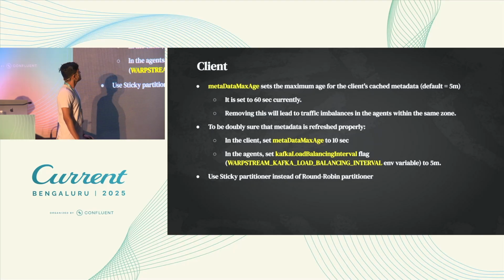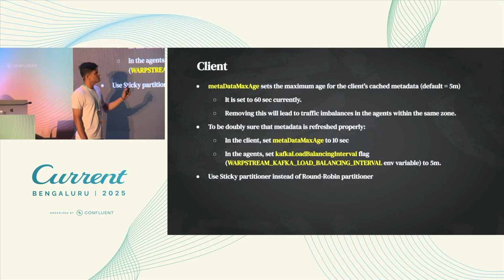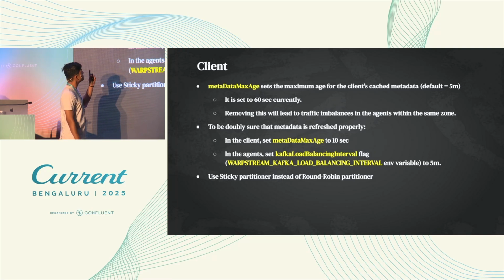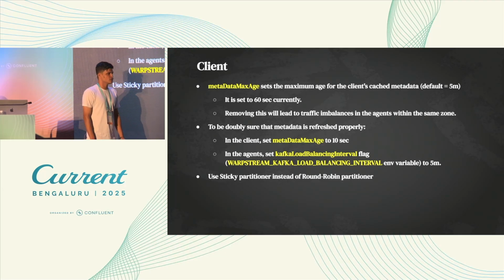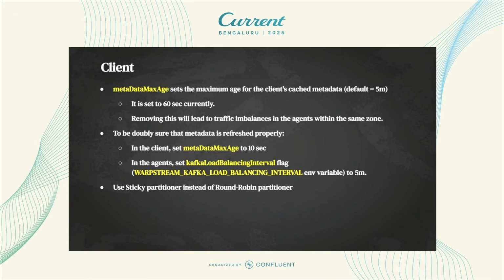So there was some bug. We noticed that there were traffic imbalances in the agents. The reason was that the metadata max age, which is the maximum age for cached metadata, was not set. So we set it to 5 minutes, and then we also optimized to reduce it to 10 seconds, and that helped us. And also, you can use the sticky partitioner. So these are all basic Kafka client configs, but some of them are different for WarpStream.